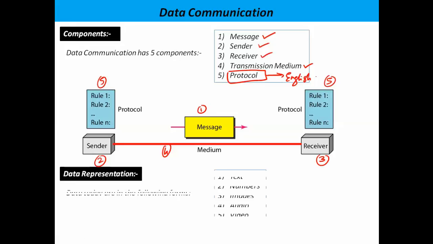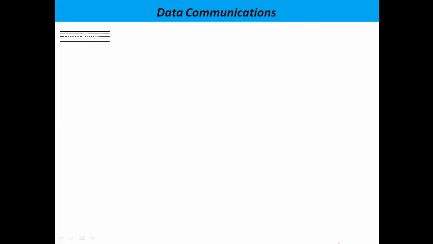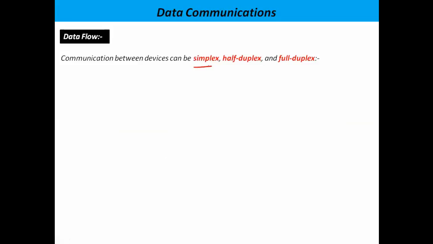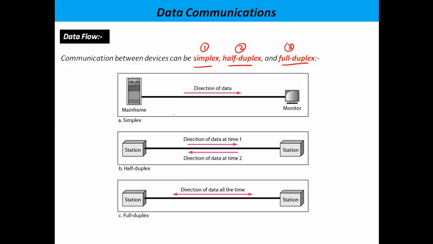What is data representation? We can exchange text, numbers, images, audio, and video as well. How does data flow happen? There are 3 types of data flows: simplex, half duplex, and full duplex. Whichever medium we are using, it can be either simplex, half duplex, or full duplex. What is the difference? In simplex, there will be only one flow. That is, at any point of time, the direction flows from one end to the other end.